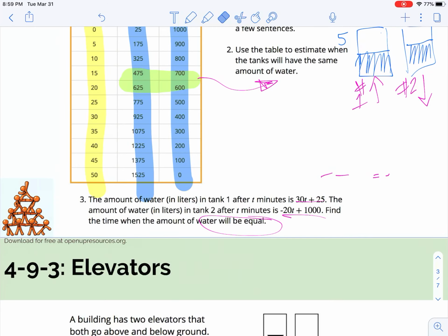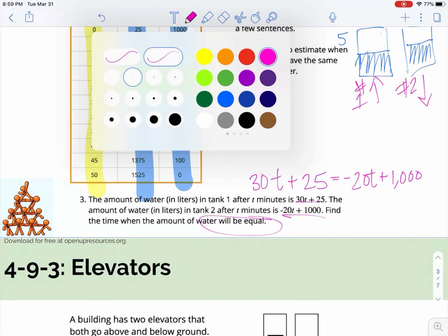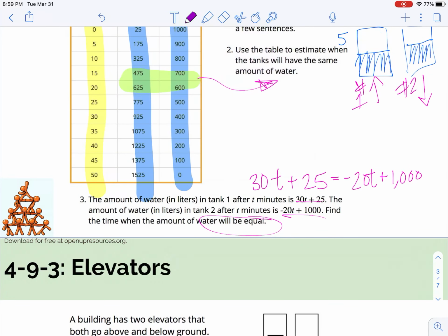I'm not going to be able to fit that, so I'm going to rewrite it so you can actually read. So 30t plus 25 equals negative 20t plus 1,000. Okay, so you're going to solve for t. You can do it. If you get stuck, ask me a question later, but I want you to try that on your own.